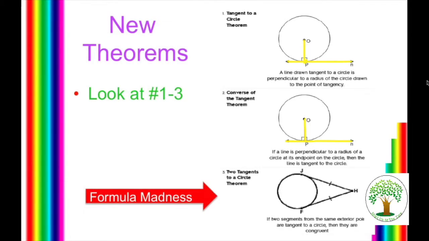This is a formula madness here. Two tangents to a circle theorem. If you have two tangents, they meet at a common endpoint outside the circle. So let's read it. It says, if two segments from the same exterior point are tangent to the circle, then they are congruent. So for your particular ones, yours is down here at the bottom. It says, what is congruent? That's where you're going to write this.